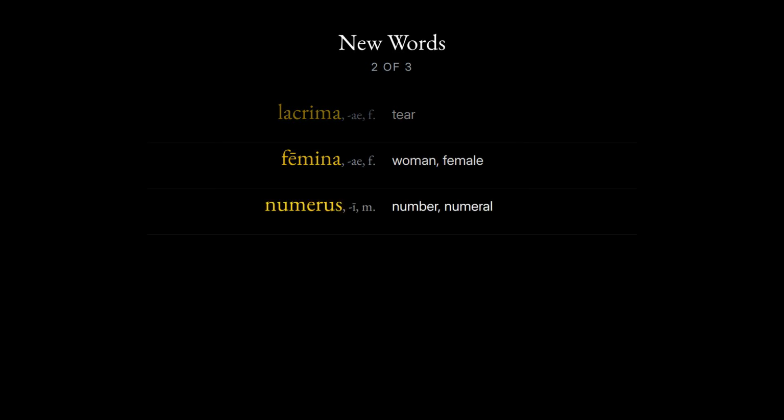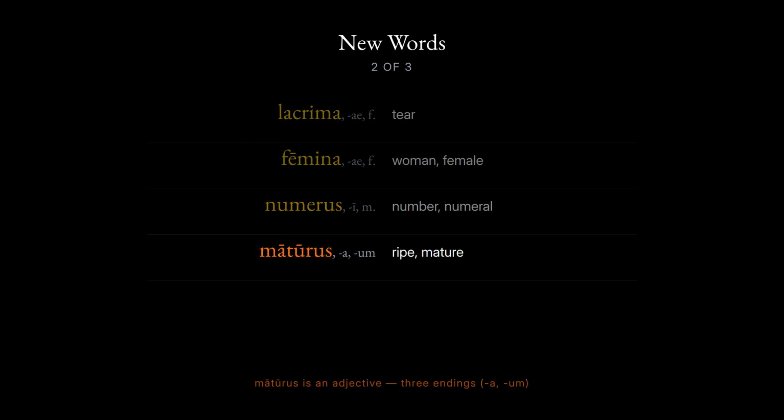Four more nouns and adjectives. Lacrima. A tear, think lachrymose. Femina. A woman, a female. Numerus. A number, a numeral. And one adjective. Maturus. Ripe or mature. Grain that is ready to harvest is this word. This will fill the scene we read at the end.